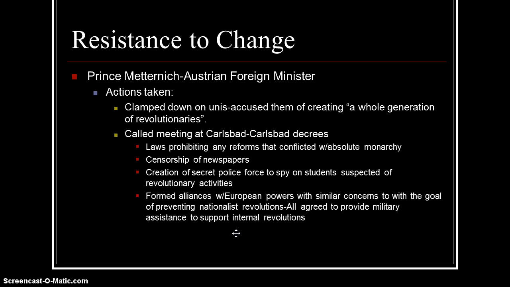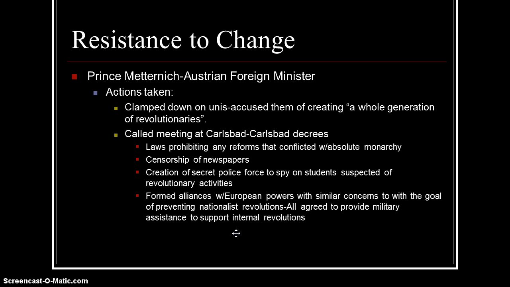So he called a meeting at Carlsbad, and it decreed certain rules and laws. So there was a law prohibiting any reforms that conflicted with the absolute monarchy, a censorship of newspapers, the creation of a secret police force to spy on students suspected of revolutionary activities, and he formed alliances with European powers with similar concerns, with the goal of preventing nationalist revolutions, and all agreed to provide military assistance to support against internal revolutions.